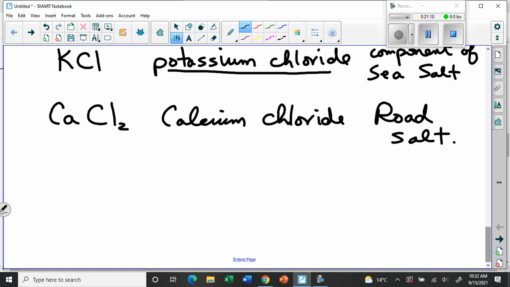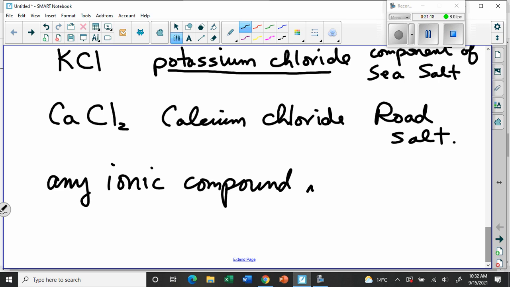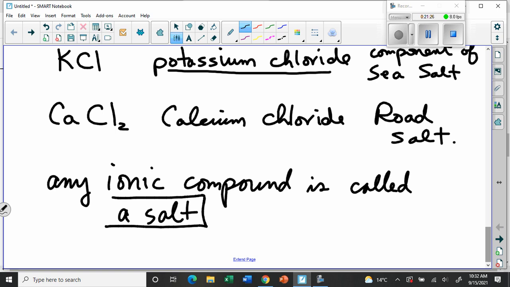But any ionic compound is called a salt. The word salt in chemistry means all of them. And there are lots of them. As well, we wrote down a list of about 42 of them, right? Lots of different salts with lots of different meanings or purposes or whatever we want to use them for.